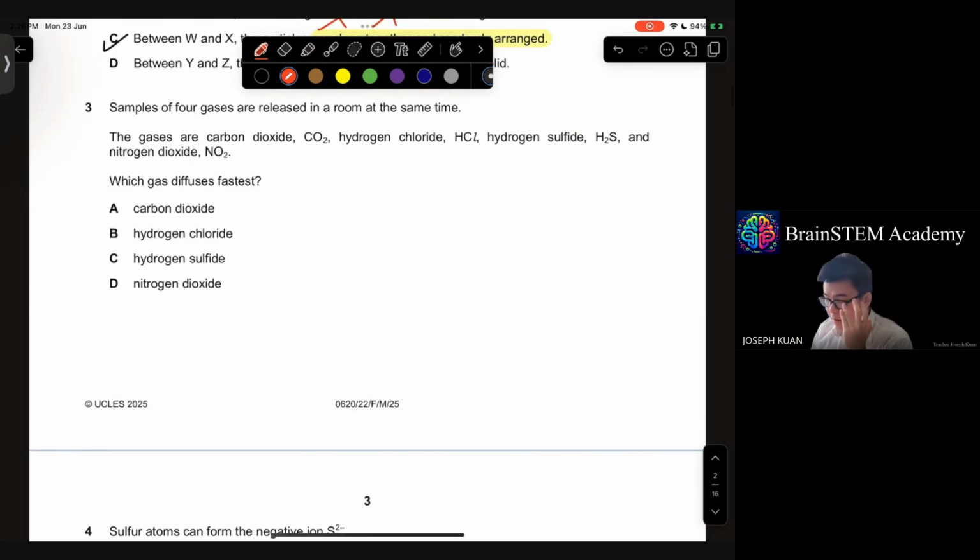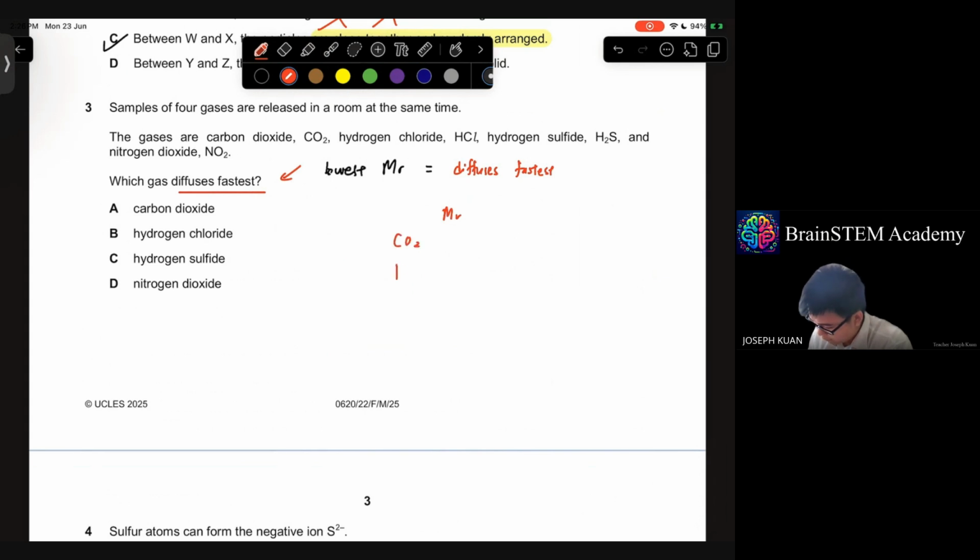Question 3. Samples of 4 gases are released in a room at the same time. The gases are carbon dioxide, hydrogen chloride, hydrogen sulfide, and nitrogen dioxide. Which gas diffuses fastest? So the concept is the gas that has the lowest relative mass will be the gas that diffuses the fastest. So we have to find out the relative mass of the particles using the periodic table.